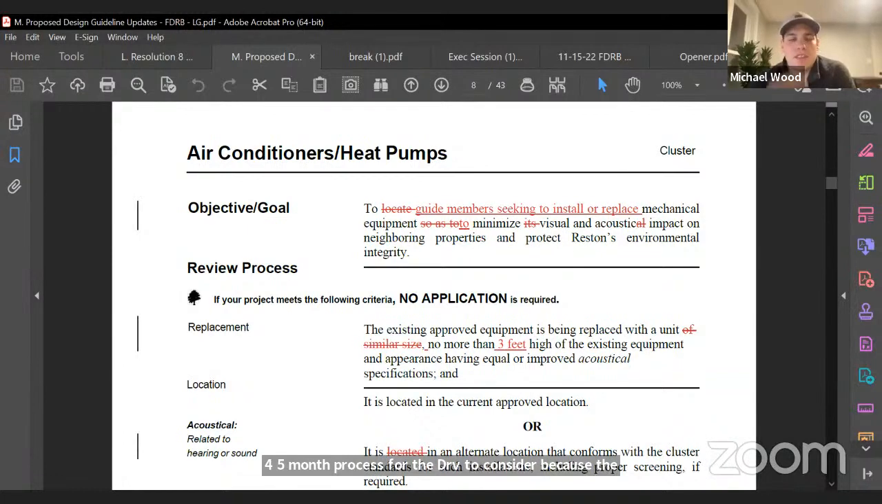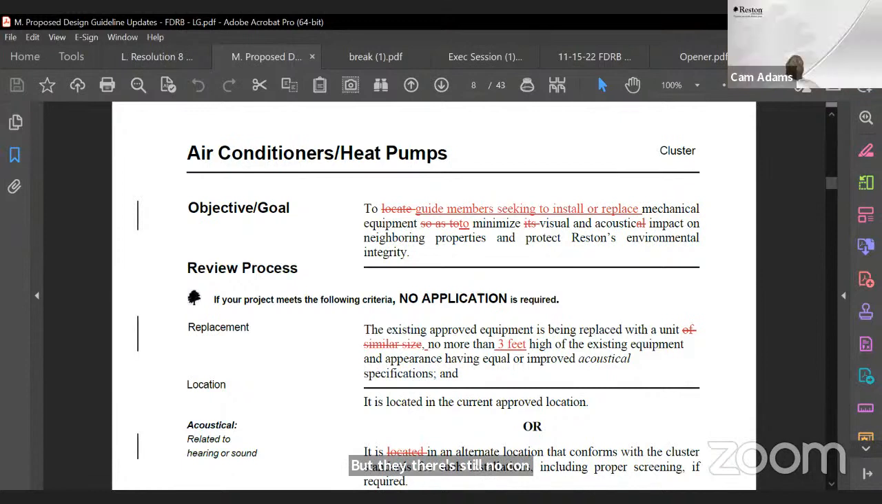Well, but there's still no guideline for condo associations. I mean, that. Yes, you sold me out.